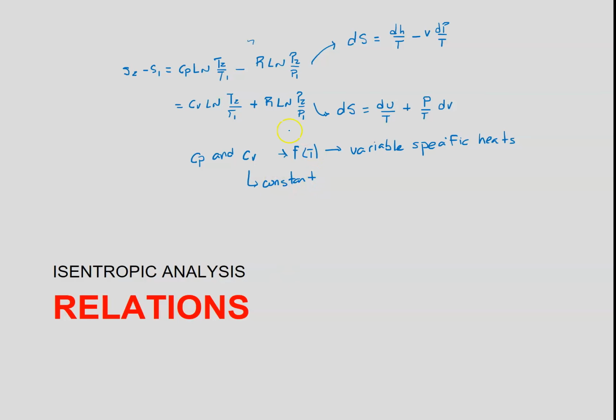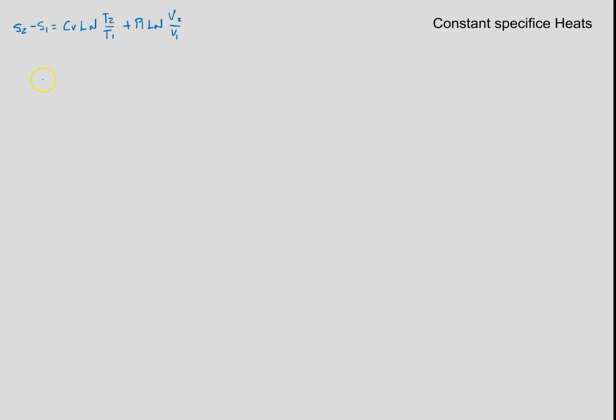So we are going to use each one of these relations to get the relations for isentropic process using constant specific heats and then with variable specific heats. On a separate video, we're going to show the difference in analysis for both assumptions. So we're going to start with constant specific heats. So for an isentropic process, S2 minus S1 will vanish and this will be 0.